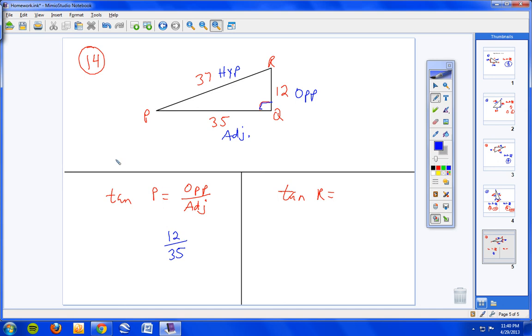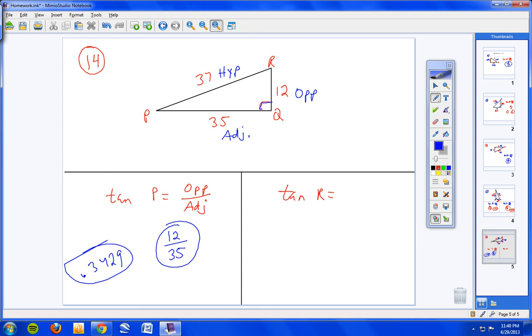So we're going to go ahead and just type in 12 divided by 35. And so this is one answer. They want a fraction, they told you that. And then they also want you to write the decimal equivalent. So type in 12 divided by 35, and you get 0.3429. All right, now let's go to tangent of R.